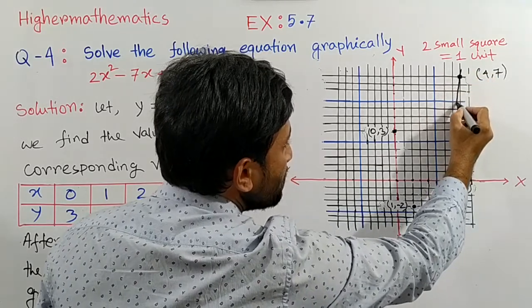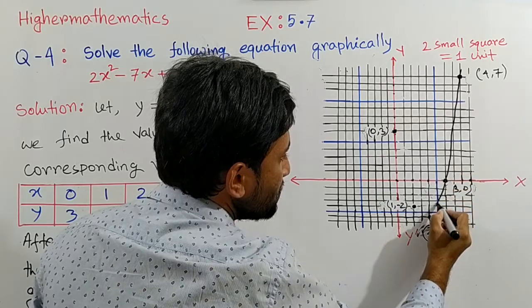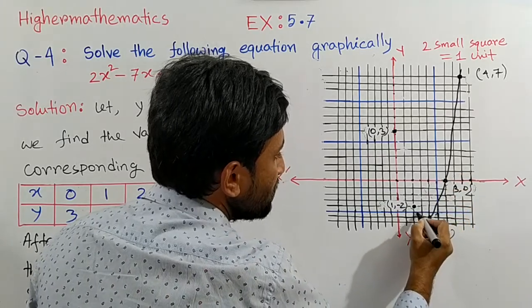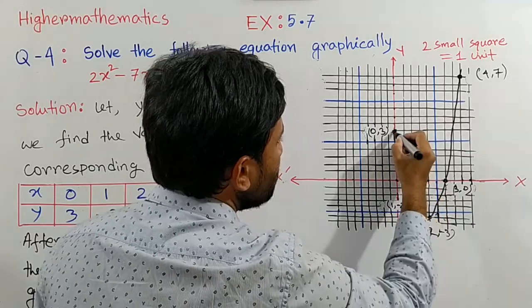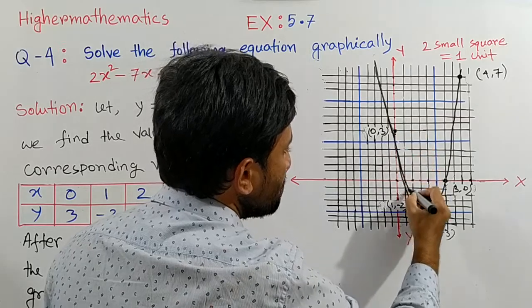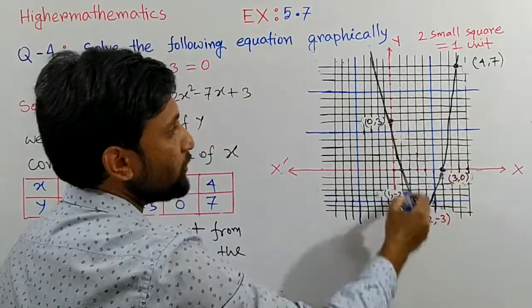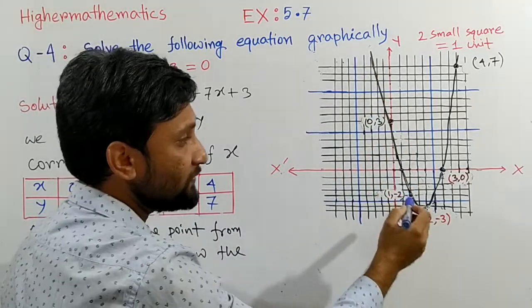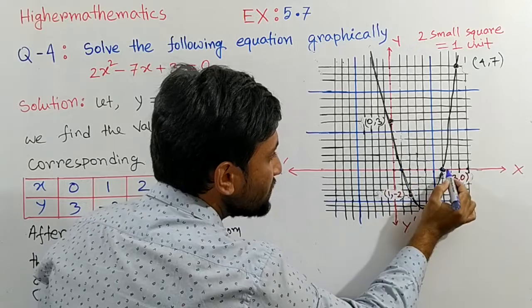Draw each point on the graph accordingly. See that and follow the process. Okay, this is the graph. After joining each point on the graph, it intersects the x-axis at this point and this point.